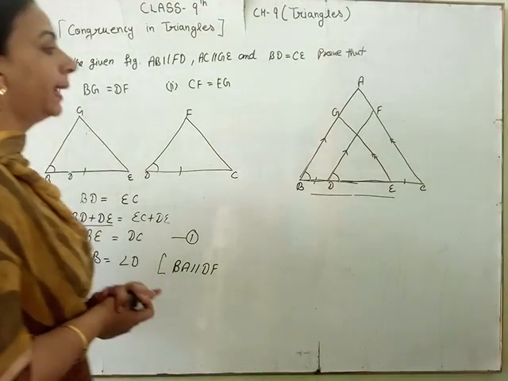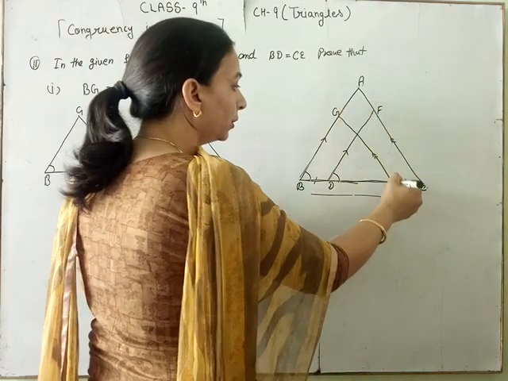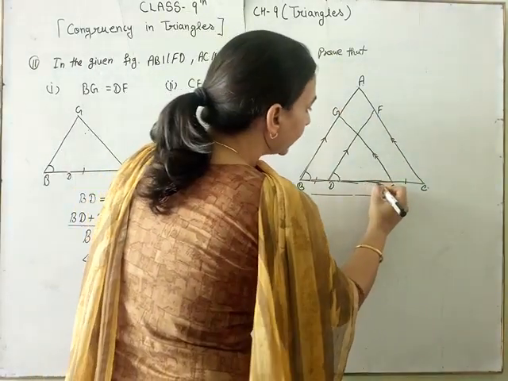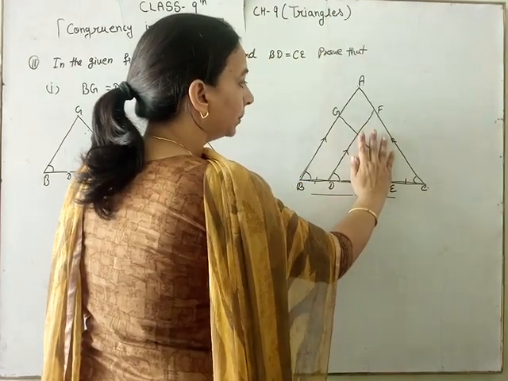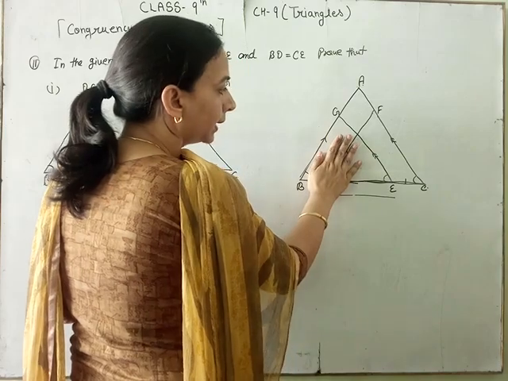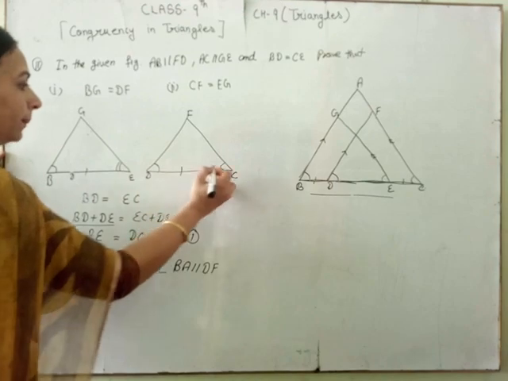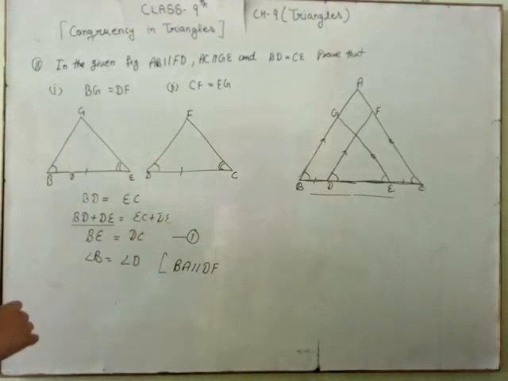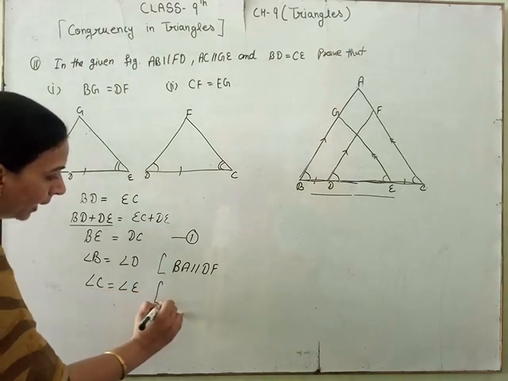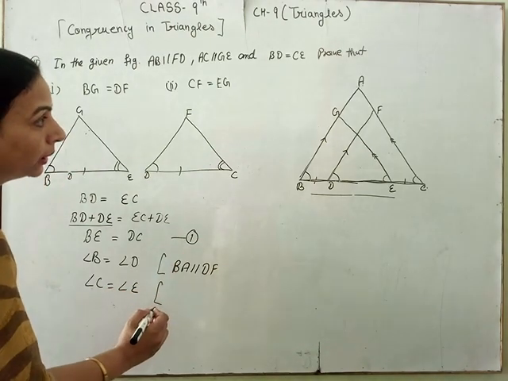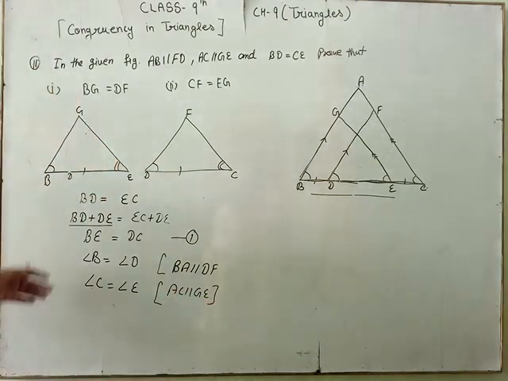Next, for the third, student, AC is parallel to GE. Same, this is the transversal, then this and this angle are equal. This angle of this triangle and this angle of this triangle are C and E. Then the second and third are also complete. Angle C equals angle E, by AC parallel to GE. Then the third part, the three conditions are complete.